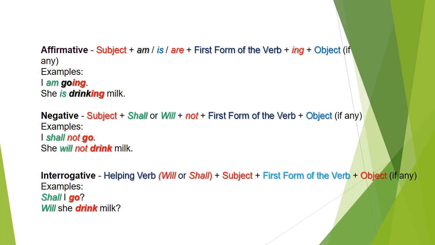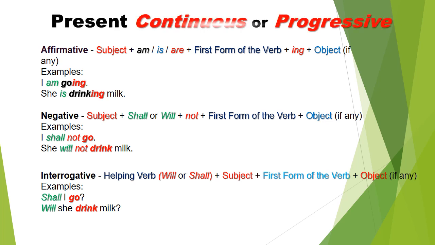The form or construction for affirmative sentences will be like this: subject plus am, is, are, plus first form of the verb plus ing plus object. And the examples are: I am going, she is drinking milk.